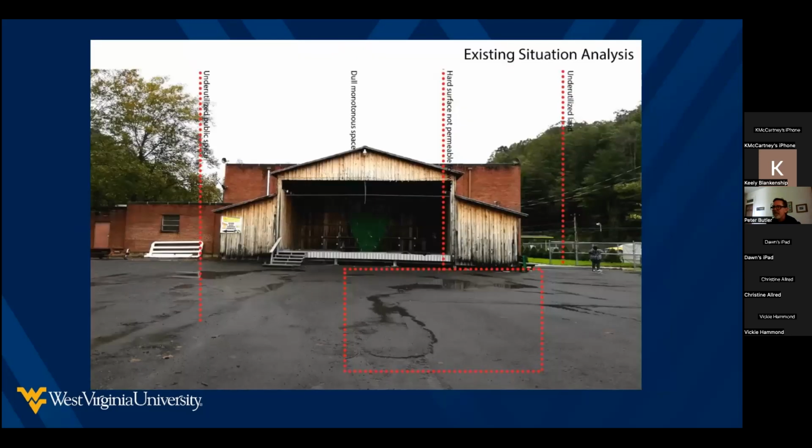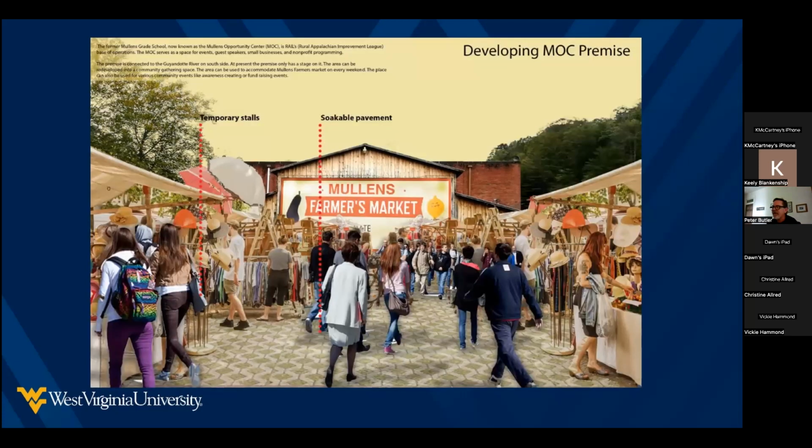So the students come up with some pretty extraordinary ideas and images. Many times, as you'll see just ahead here, those images and that vision are translated into funding documents to go out to grantors for funding. And so this is the Mullins Opportunity Center in Wyoming County. And then the students visualize this idea of creating a farmer's market vending system with temporary kiosks so that they could maximize the use of that space.